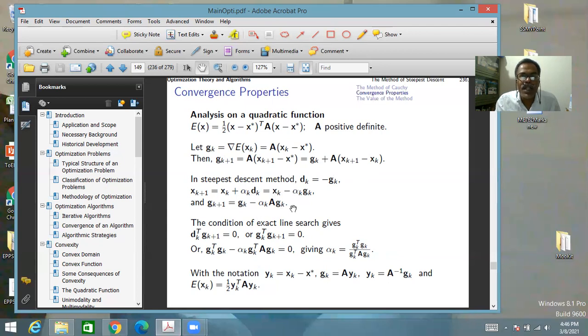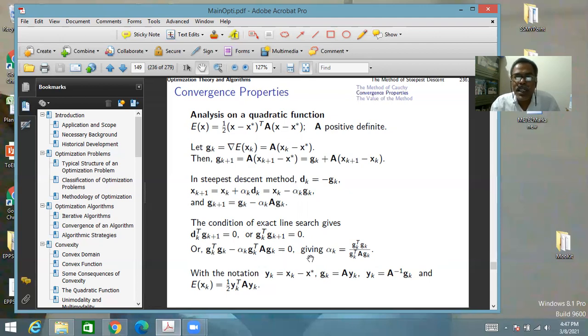That is this. And from the condition of exact line search, for which we developed theoretical results, dk transpose this is 0. That is, whatever is the direction, at the end of the exact line search, the gradient will be orthogonal to that direction. Okay. So here dk is minus gk. So equivalently, we can say this. Or using this expression of gk plus 1 here, we will have gk transpose gk minus alpha k gk transpose A gk. That is this.